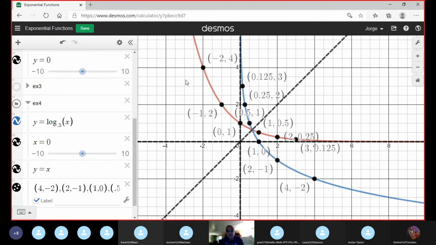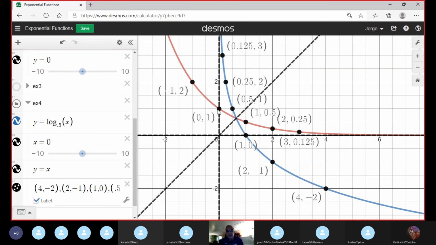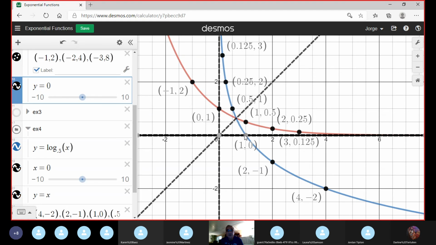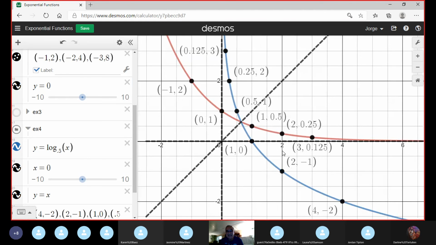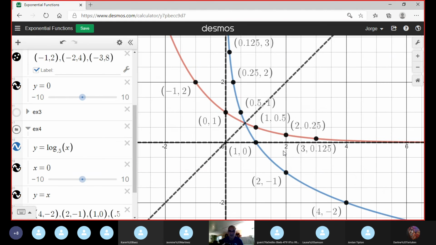Okay, the exponential is decay, is decreasing, and the logarithm is also decreasing. But look, this famous point is 0,1 in the exponential universal, now it is 1,0 in the logarithmic. This point is 1,0.5 in the exponential, and now in the logarithm it is 0.5,1. Remember, you interchange x and y. And the property is the same. Domain is the same regardless if the base is greater than 1 or less than 1. And range is the same.